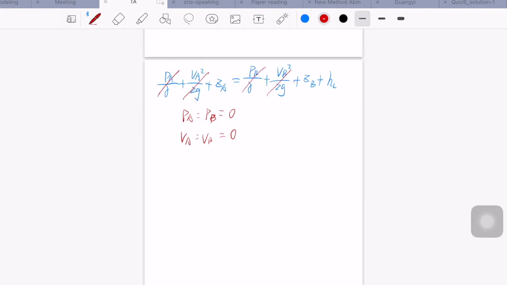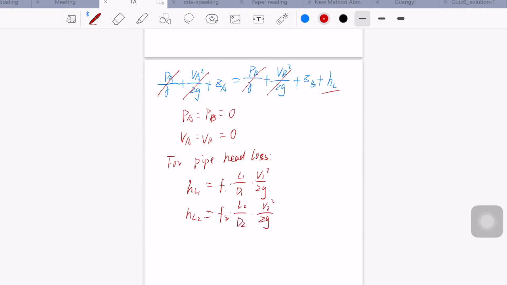And the total head loss includes the pipe head loss and the minor head loss. So for the pipe head loss, HL1 should be equal to F1 times L1 divided by D1 times V1 squared divided by 2g. And head loss in pipe 2 is F2 times L2 divided by D2 times V2 squared divided by 2g.